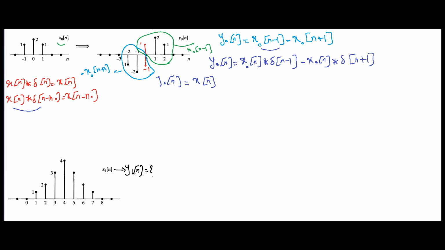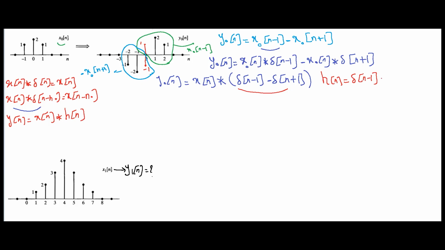Now we can factor out x0[n]. This leaves us with delta[n-1] minus delta[n+1]. On the other hand, we know that for an LTI system, the output is equal to the convolution of the input with the impulse response. Comparing the two expressions, we immediately conclude that the impulse response is delta[n-1] minus delta[n+1].